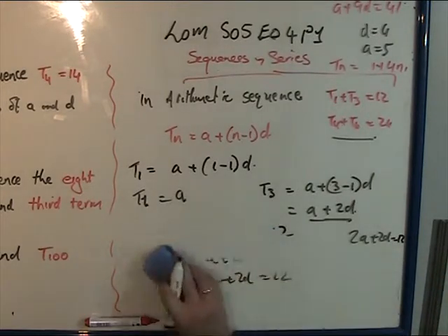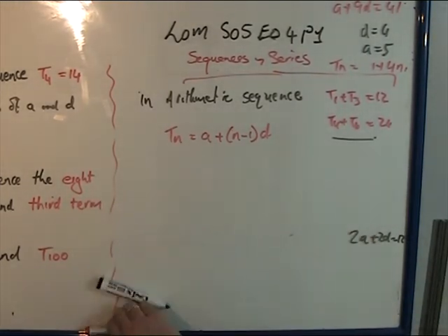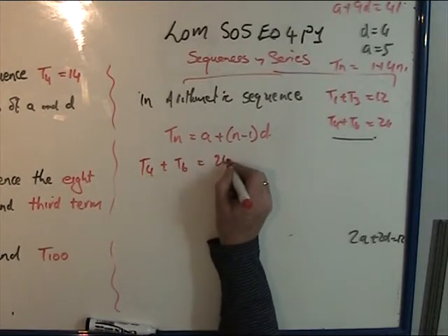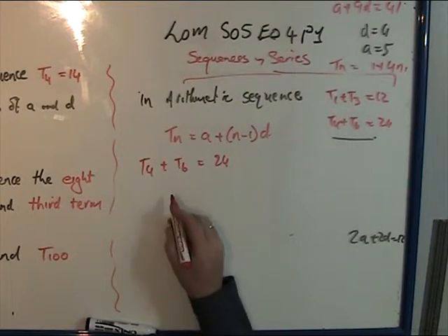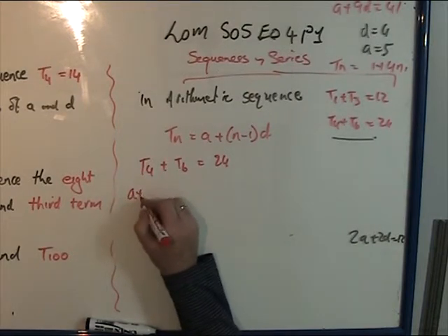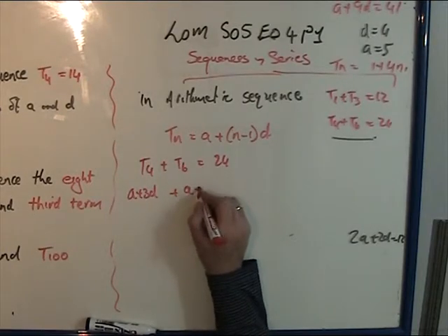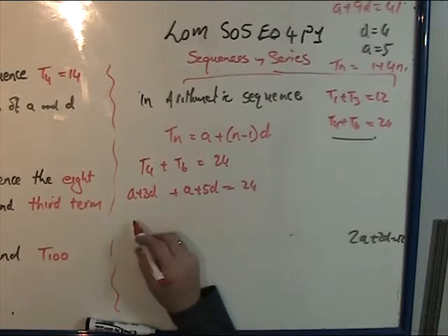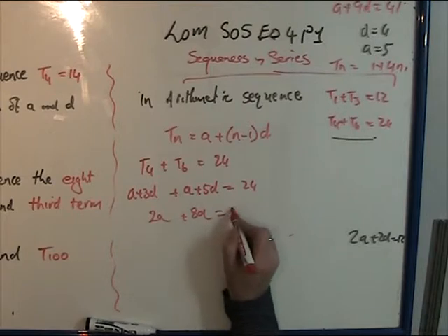Now if I do the same with T4 and T6, and make it equal to 24, I get out my values for T4 and T6. T4 is equal to A plus 3d. And then I add them, and then T6 was A plus 5d, and it's all equal to 24. And I add them up, and I got 2A here, and I got 8d here is equal to 24.